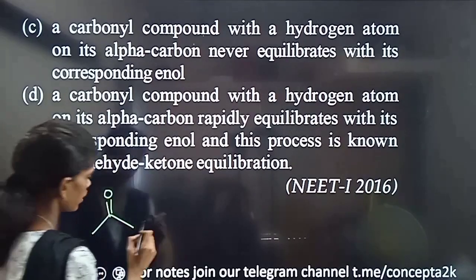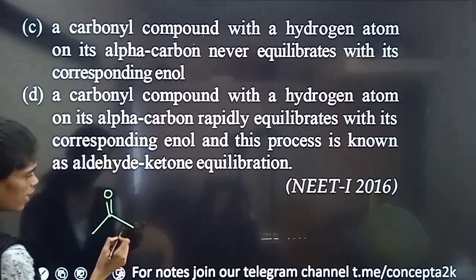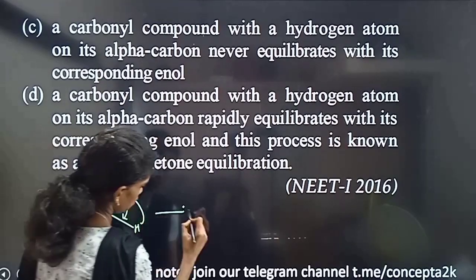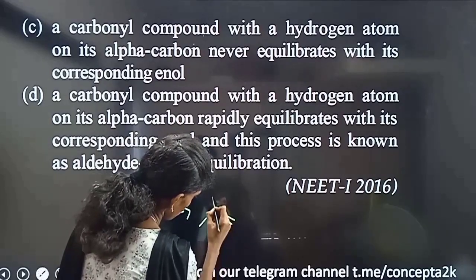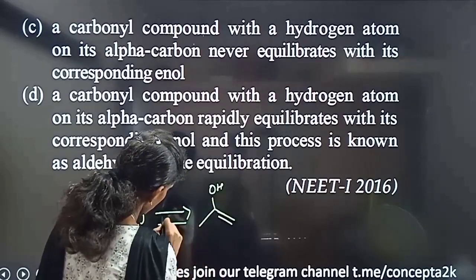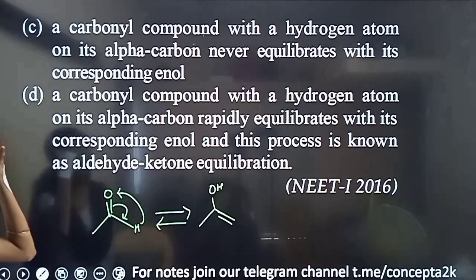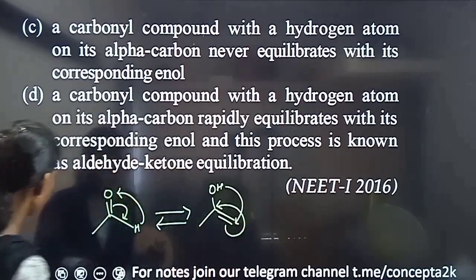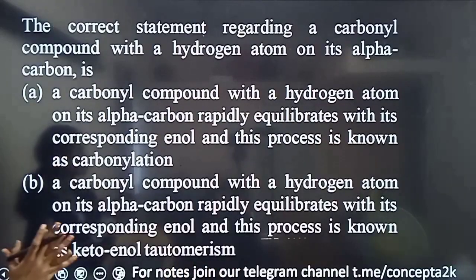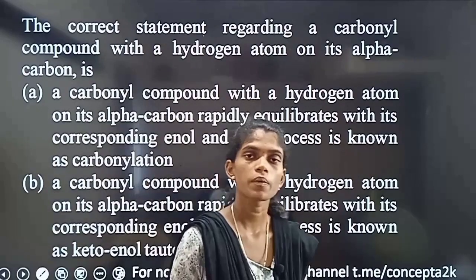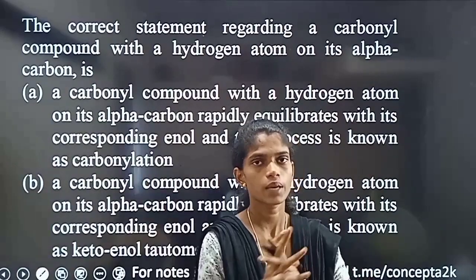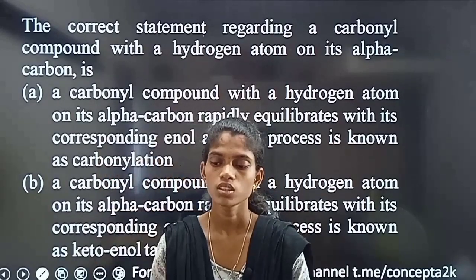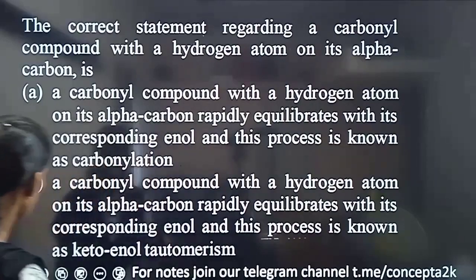So carbonyl compound, so alpha hydrogen. So we call this process ketoenol tautomerism. So this is a type of isomerism, we could say, tautomerism. So ketoenol tautomerism. So option B is the right answer.